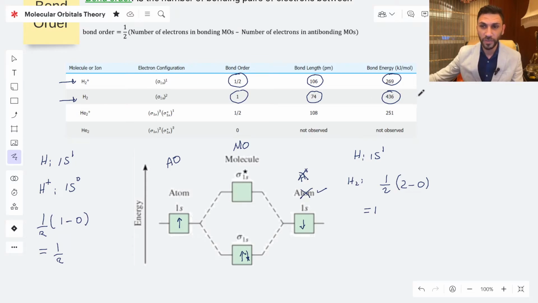And therefore, this is more stable because we need more energy to break this bond. These numbers, as I told you, are not for memorizing. The number of bonds, or the value of the bond order, we need to know how to calculate it. So basically, it's going to be the number of electrons in the bonding molecular orbitals minus the number of electrons in the anti-bonding molecular orbitals, multiplied by half.